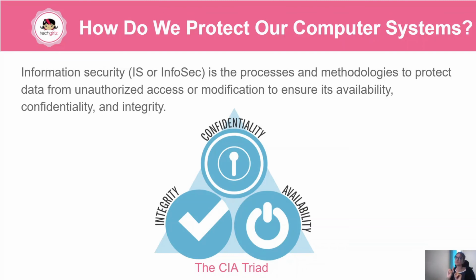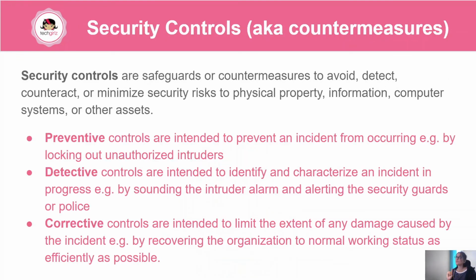So confidentiality means you are providing access to data only to people who need to work with it. Integrity means you are not letting just anyone write on it, so your data is not tampered with. And availability means that your data should be accessible securely from anywhere. So security controls, aka countermeasures, are what you can take to protect your data.